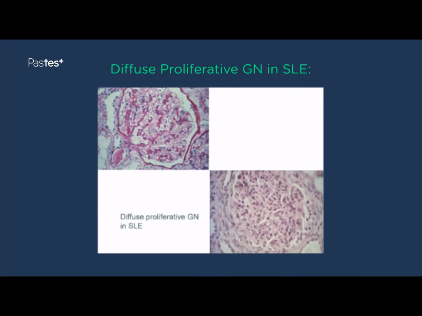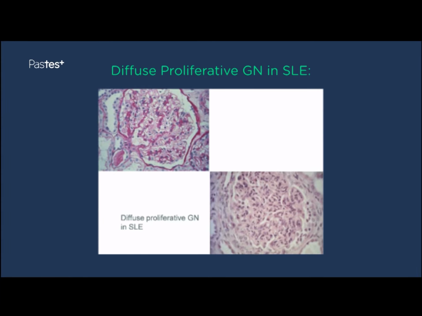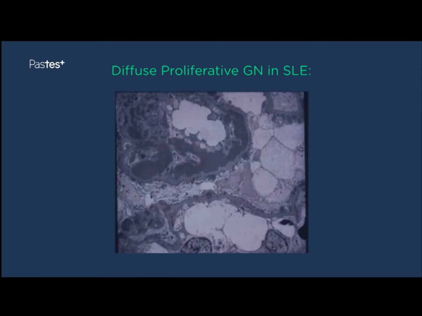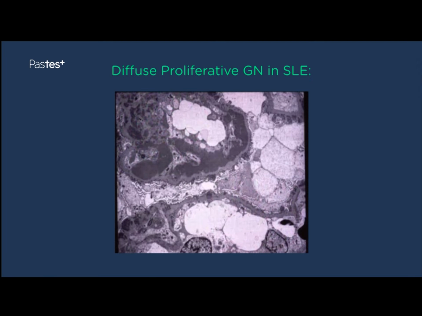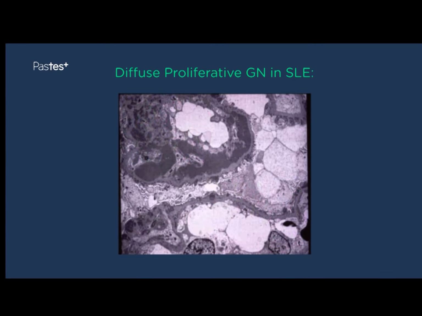This slide shows the histological picture of diffuse proliferative glomerulonephritis as seen in SLE. However, lupus can present with several different histological pictures, including mesangial increased cellularity, diffuse proliferative glomerulonephritis as seen here, focal proliferative GN, or membranous GN as I mentioned before. In this electron micrograph, we see the dense immune complex deposition both in the subendothelial and subepithelial positions, which are typical of the findings in SLE nephritis.